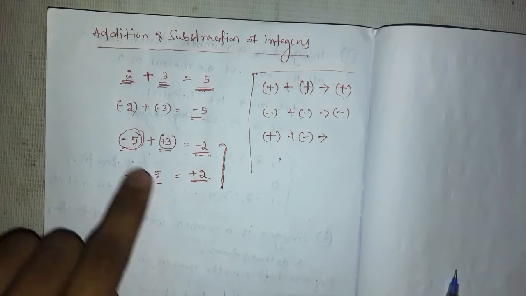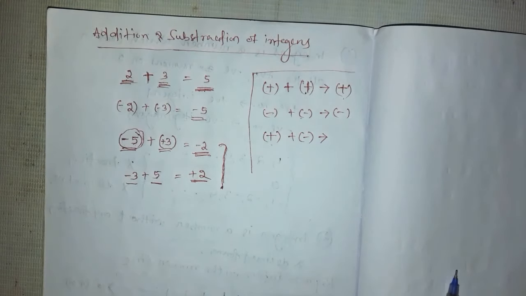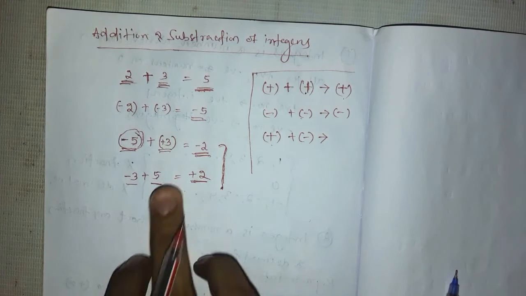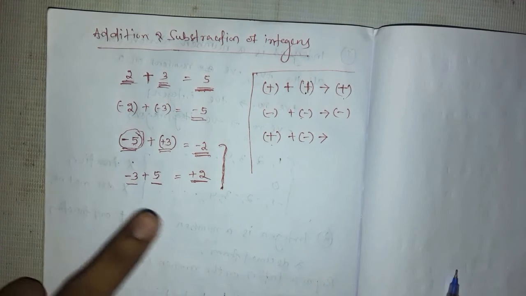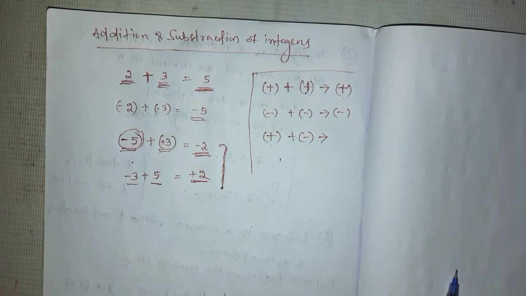So what is the rule we got here? If one positive and one negative number are added, then the result will depend upon the greatest number. If the greatest number is positive, then the result is positive. If the greatest number is negative, then the result is negative. Okay? So this is the addition and subtraction of integers.